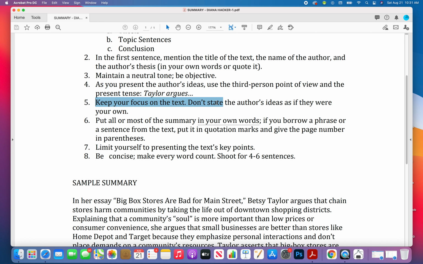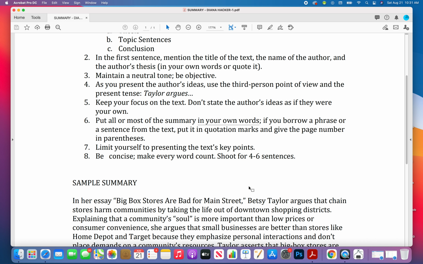Keep your focus on the text. Don't state the author's ideas as if they were your own. So make sure it's clear that it's them. Put all or most of the summary in your own words. If you borrow a phrase or sentence from the text, put it in quotation marks and give the page number in parentheses. So put the summary in your own words, and then limit yourself to just the key points.